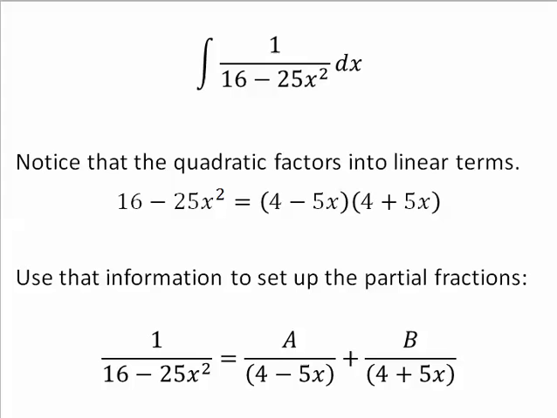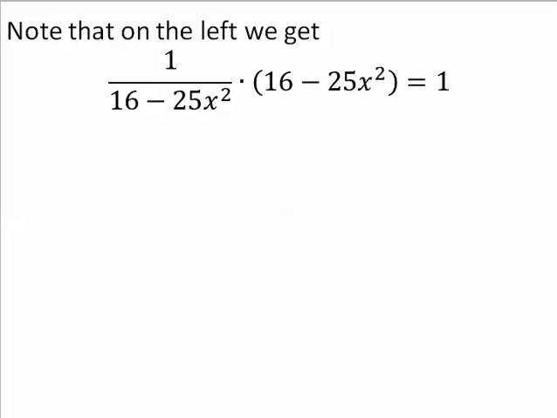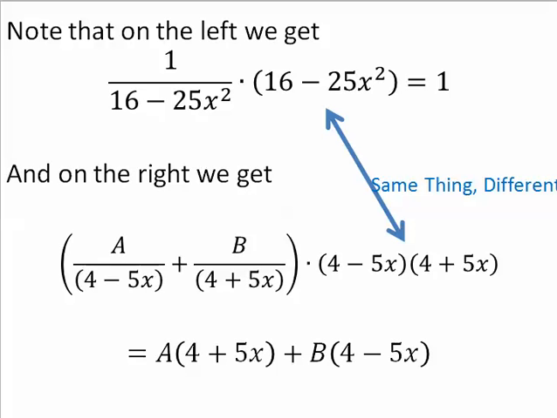And we use the information to set up the partial fractions. Put A over one of the linear terms and B over the other linear term. It doesn't matter which we choose for A and B, we just need to be consistent. Multiply both sides of this equation by the denominator 16 minus 25x squared. On the left-hand side, we will get 1. On the right-hand side, we will get A times 4 plus 5x plus B times 4 minus 5x.